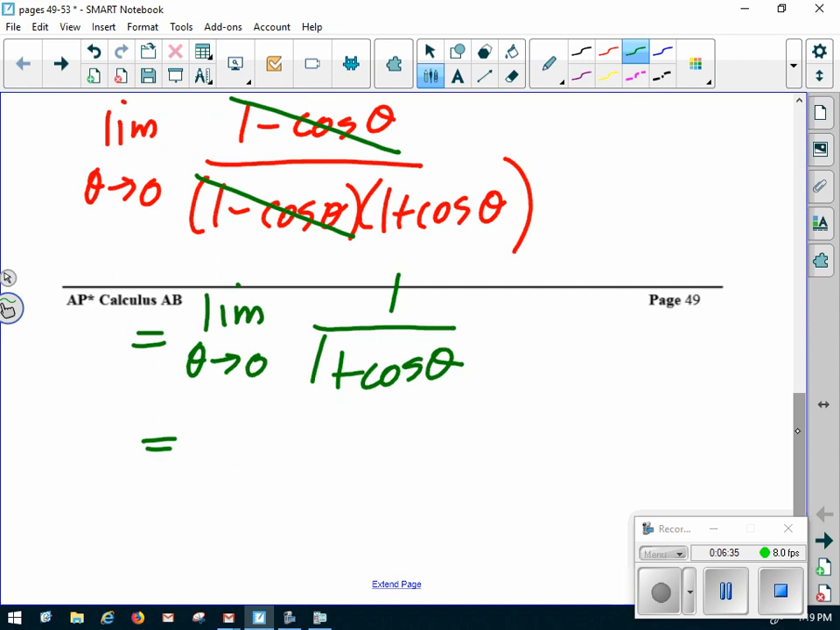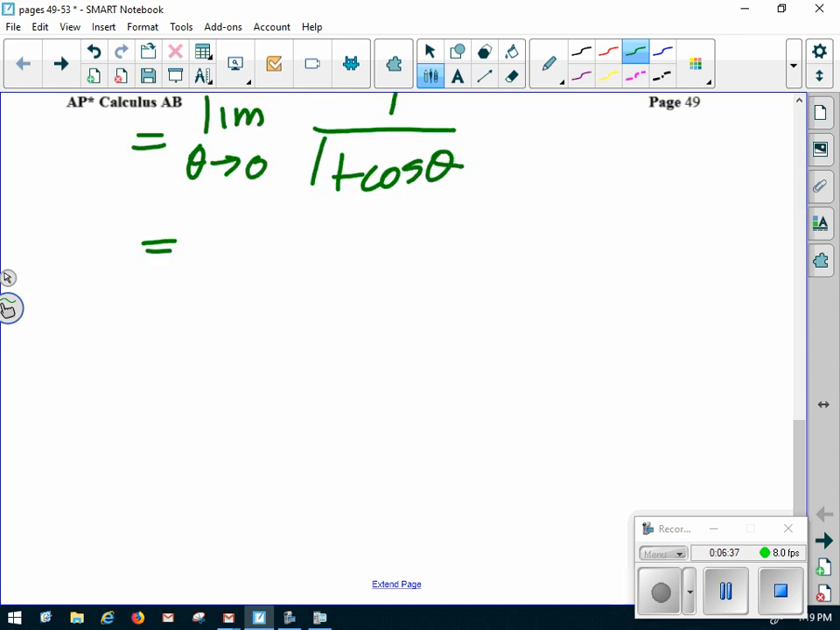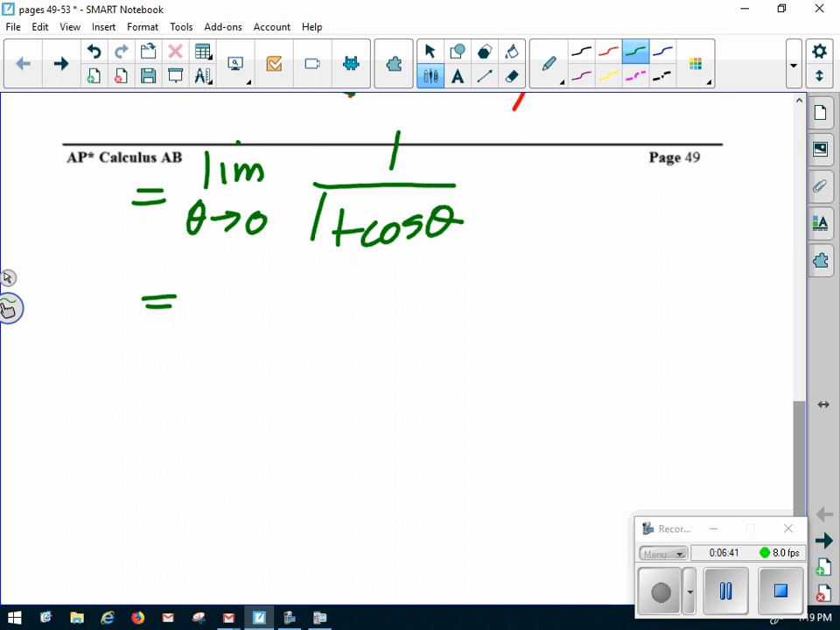So we'll direct substitute now. And remember, when I direct substitute, I do not write down limit because I'm actually taking the limit. 1 over 1 plus, what's the cosine of 0? So what's my limit? My limit is a half.